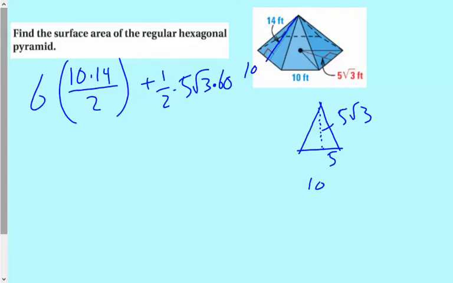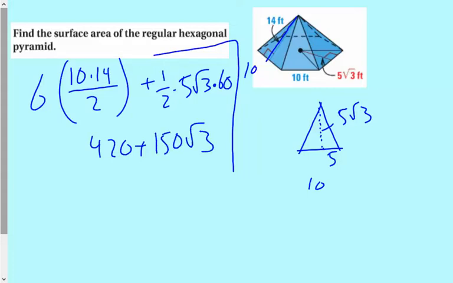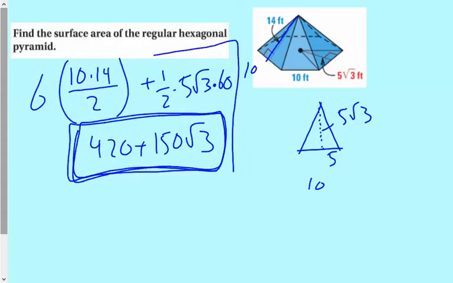So I have 10 times 14 is 140. 140 divided by 2 is 70. 70 times 6 is 420. 420 plus, I have, let's see, half of 60 is 30. 30 times 5 is 150. 150 root 3. And that is my exact answer. There are no decimals in it.